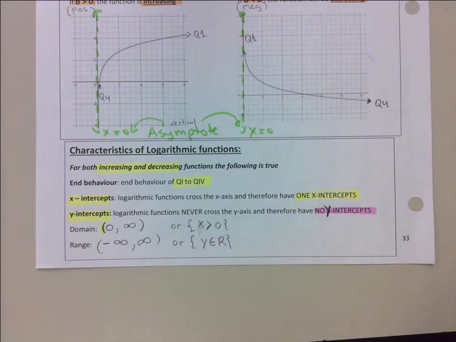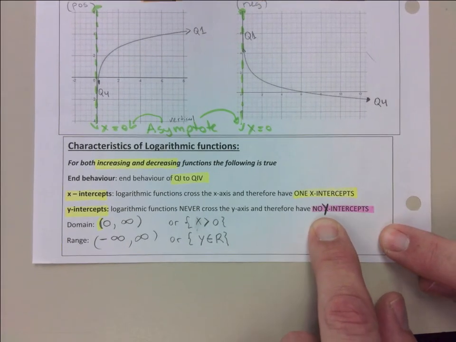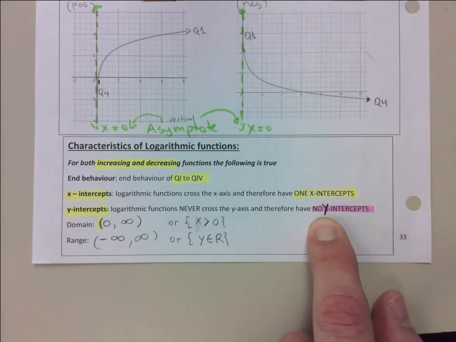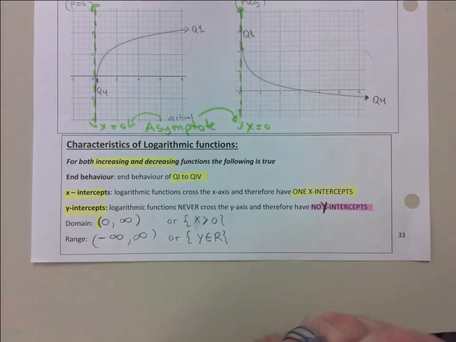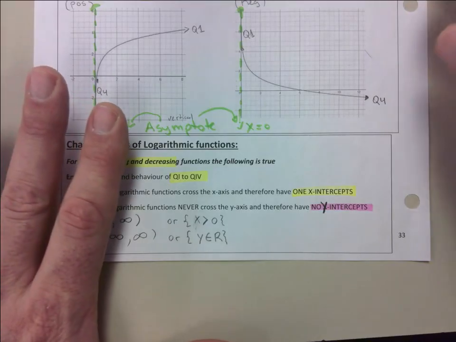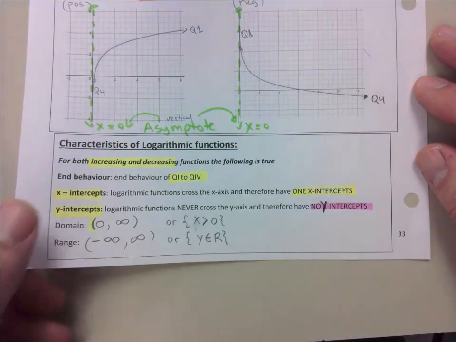I made a mistake on the video. I hope you caught that. There are no y-intercepts, so make sure you have that. Yours says no x-intercept. It's supposed to say no y-intercepts, and I already mentioned that as well. All right, so we're going to jump right into word problems from here.